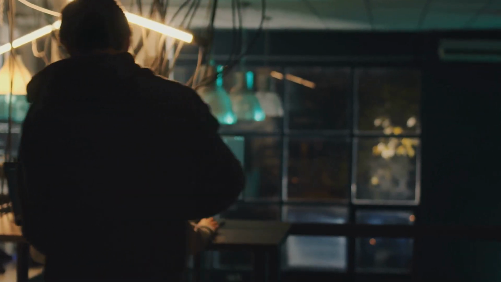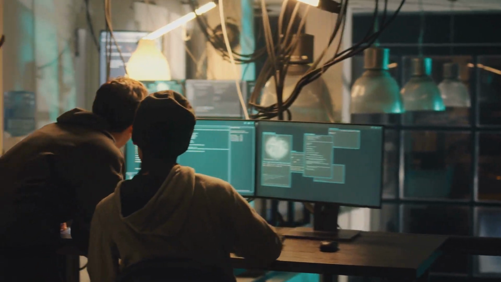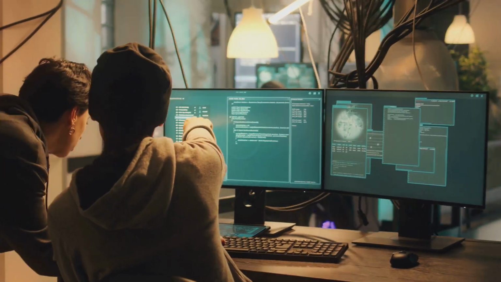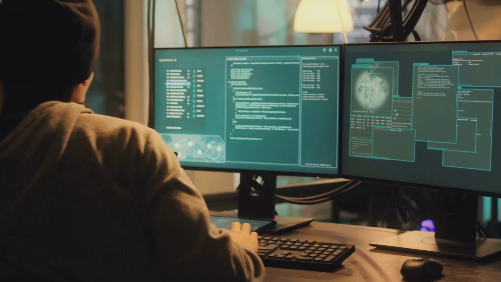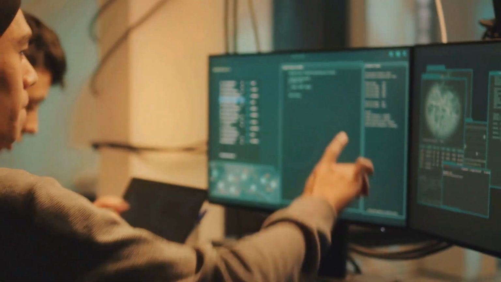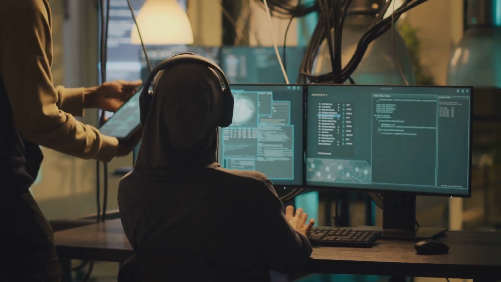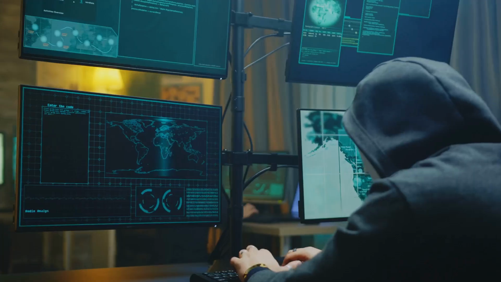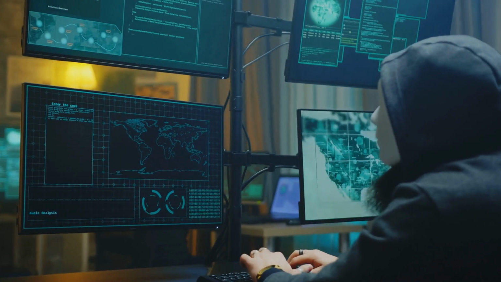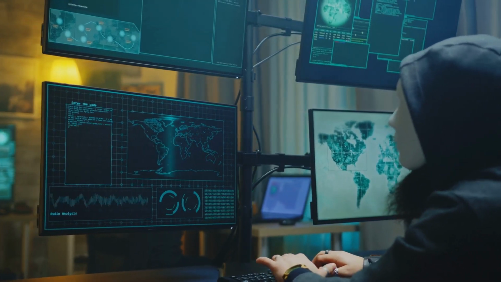Imagine a thief trying every possible key on a key ring until they find the one that opens a lock. That's essentially what a brute force attack is, but in the digital realm. The more complex your password, the more combinations the attacker has to try, and the longer it takes. As you can see, brute force attacks can pose a serious threat to your online security.